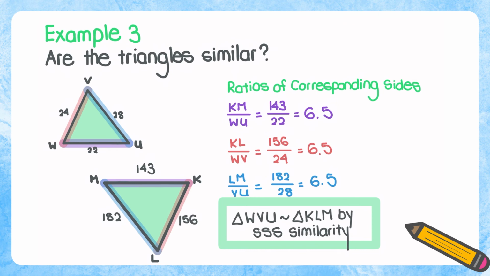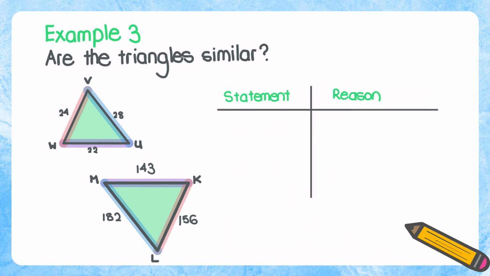And I mentioned this earlier, but for setting up the ratios, I tend to put the second triangle side over the first triangle side, but you can definitely do something, for example, like WV over KL instead. But in that case, make sure that all the other ratios are also set up that way. So as long as it's all the second triangle over the first triangle, or all the first triangle over the second triangle, you're good. Let's quickly take a look at how we'd set up a two-column proof for this example.